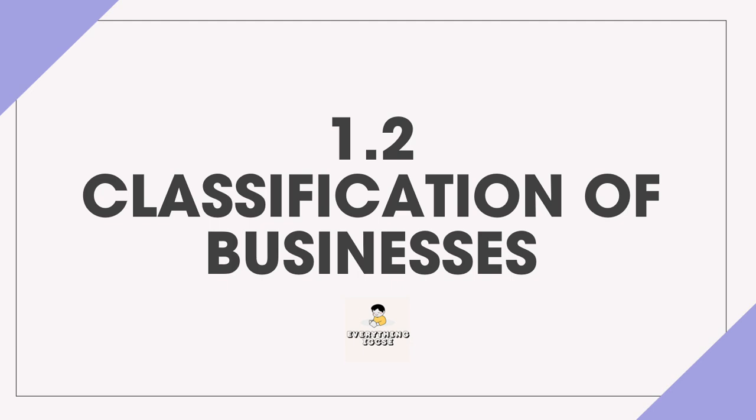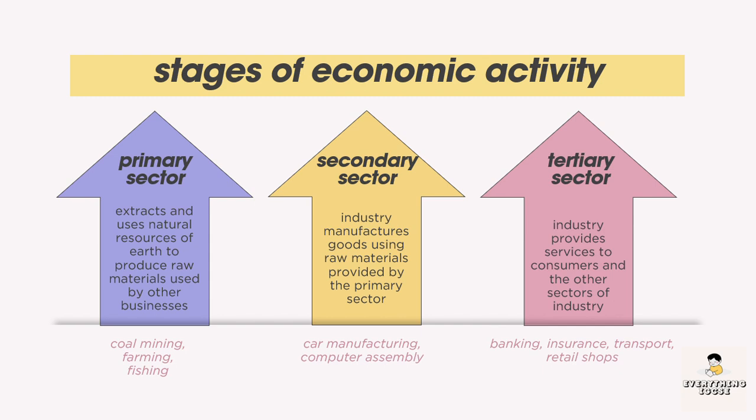So today we'll be doing chapter 2 from section 1. So this is 1.2 classification of businesses from the CIE specification of IGCSE business studies. Okay, so let's get straight into it. Firstly, we're going to look at the stages of economic activity.